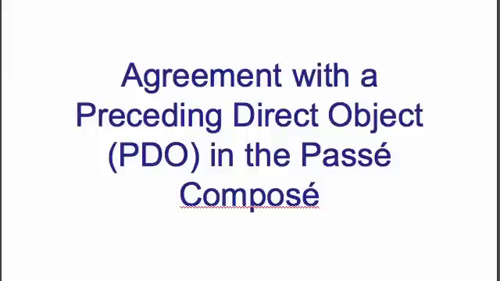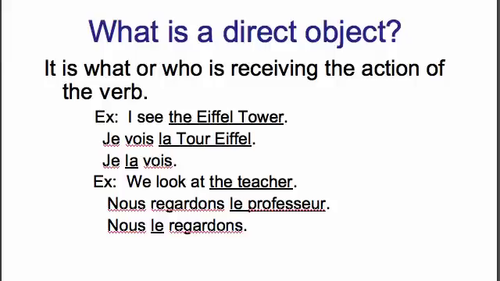Okay, the last agreement rule we're going to go over, which pertains to the Passé Composé, is the agreement with a preceding direct object. And I like to refer to this as a PDO, preceding direct object. Okay, so this is the last case of agreement that we're going to talk about. So first thing we need to understand is what is a direct object. So it is the what or the who is receiving the action of the verb.